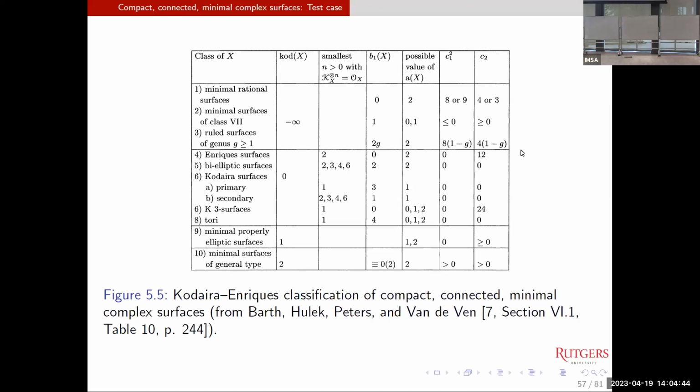So remember, if we look at the last column, we're interested in the case of surfaces where C1 squared is less than a multiple of C2. And the only case the table shows that you really have to worry about is the only, in quotes, case 10, where you have ruled surfaces, where C1 squared is positive and C2 is positive. So in this setting where C1 squared is positive, it's known that these surfaces are projective.